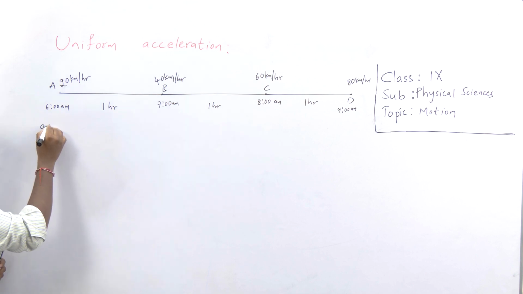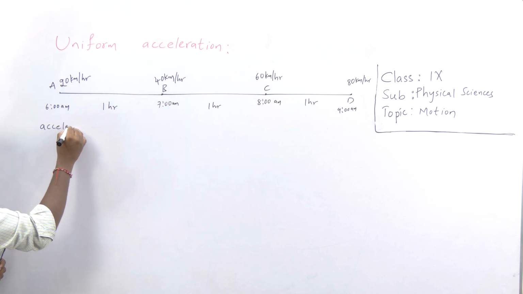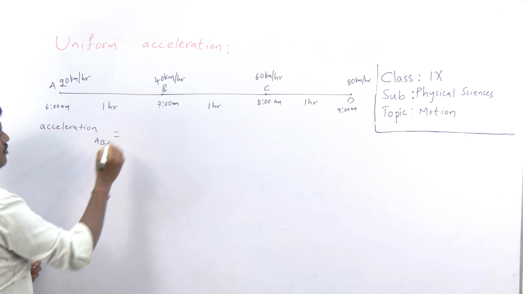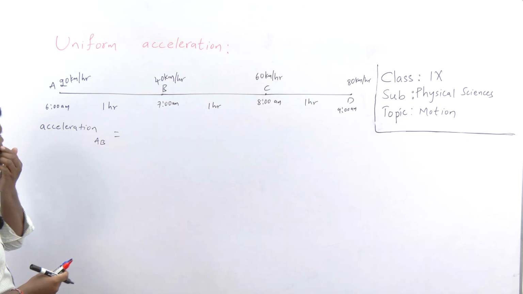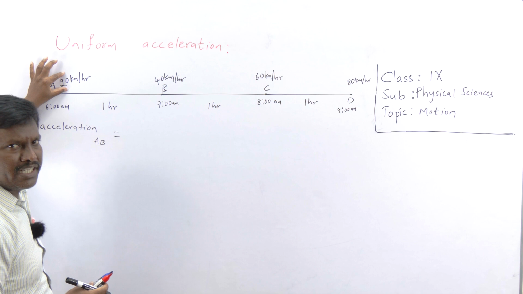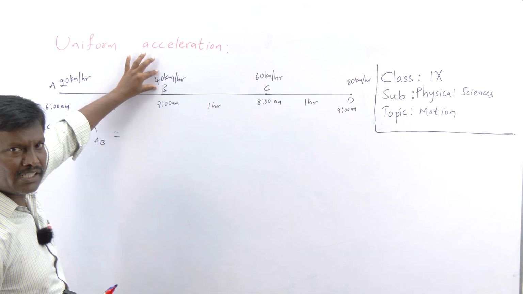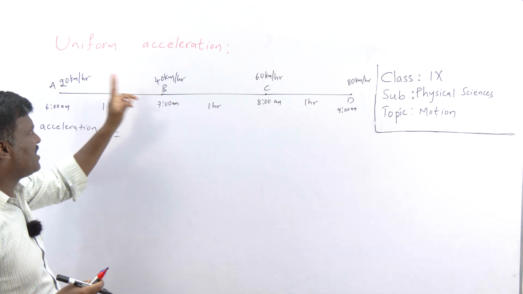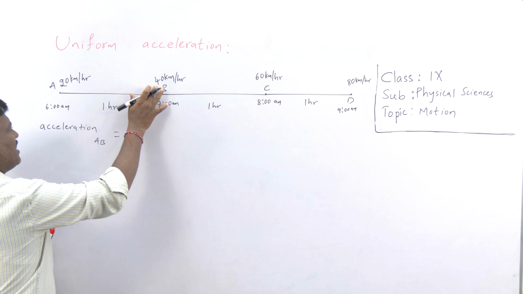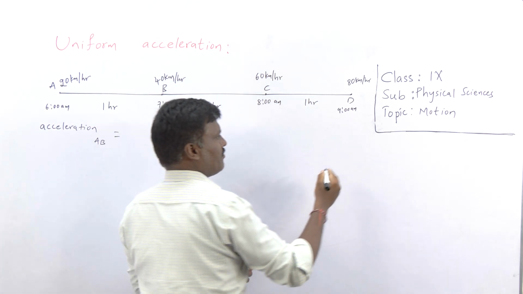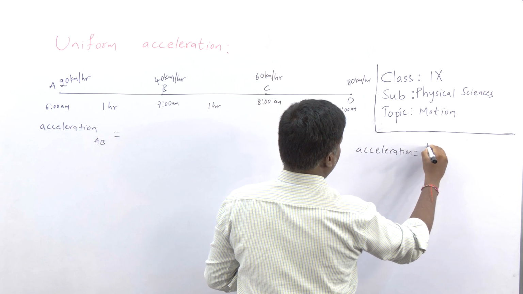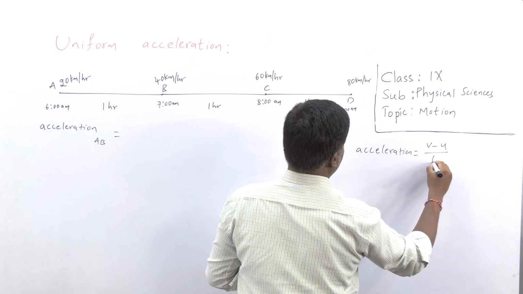So now we are going to calculate the acceleration between A and B. What is acceleration? Rate of change of velocity is called acceleration. What is the initial velocity? 20. What is the final velocity? 40. The velocity has changed. So final velocity minus initial velocity by time is called acceleration. Acceleration is equal to final velocity minus initial velocity by time.